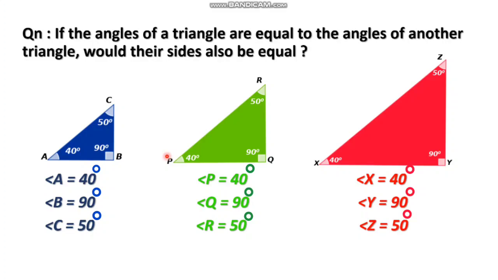And what about the sides? In this figure, the three sides are not equal. We know very well that the triangles are different in size. That means its sides are different. Okay. So we can say, if the angles of a triangle are equal to the angles of another triangle, then their sides may not be equal.